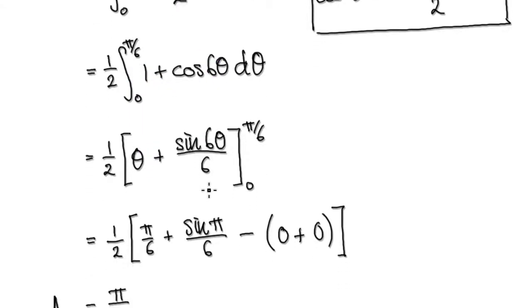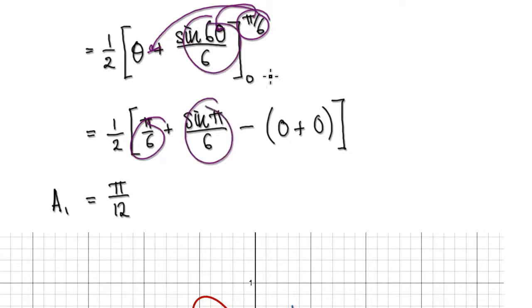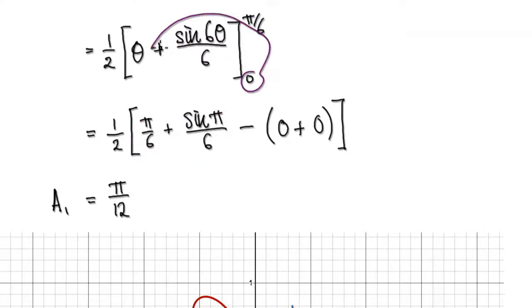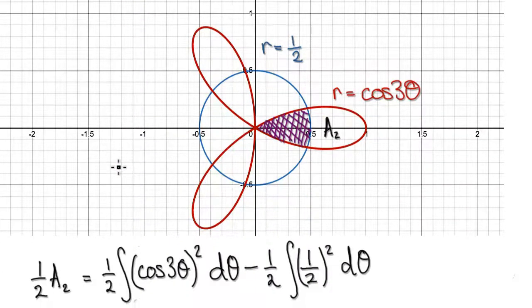So now put this into here. That will then give us this. Put this into here. That will then give us this. And then take away, put 0 into here. And then take away, put 0 into here. That will then give you this. Overall, A1 equals pi over 12. So overall, one whole petal is pi over 12.